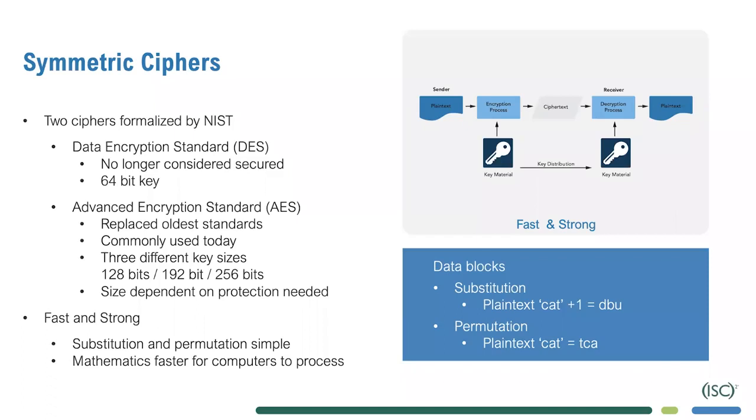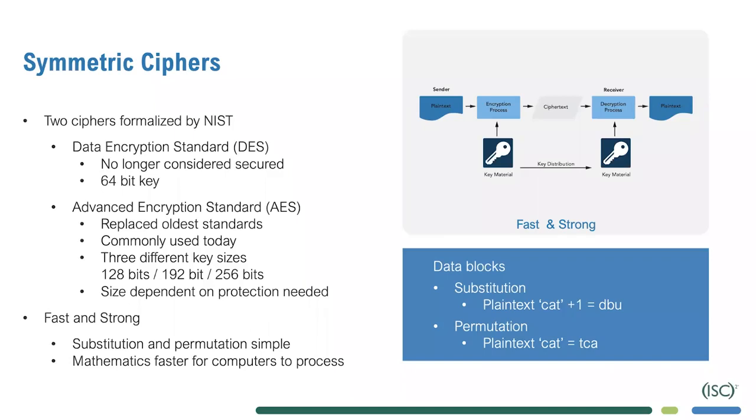You can see on the bottom right, we have substitution. We have the plain text of cat. We've applied a +1 shift to cat. The C becomes D, the A becomes B, and the T becomes U. And then we've applied permutation. Cat now becomes TCA. What if we applied both of those? Cat becomes DBU, and then we change the order of the DBU. And then we do another round of substitution and another round of permutation. It's not uncommon to see symmetric ciphers doing 16 rounds of processing on plain text blocks.